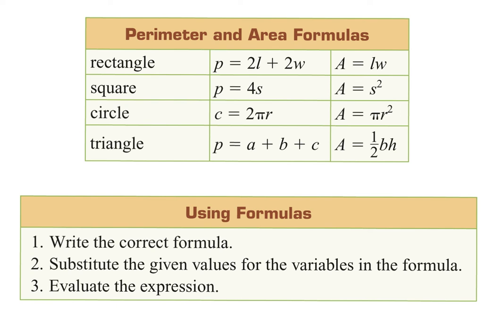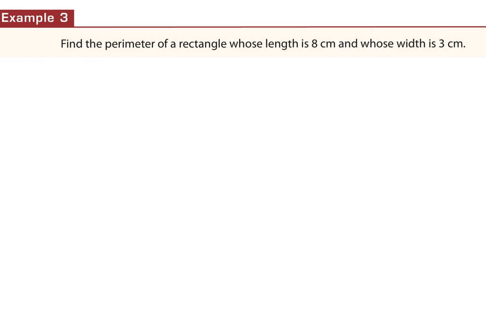All right. So using formulas, first and foremost, use the right one. If you use the wrong formula and plug your numbers in correctly, you started in the wrong place, right? So use the right formula, substitute the values they've given you, and then evaluate. That just means use order of operations and solve. So let's look. This one, they were nice. They actually used the word perimeter. Find the perimeter of a rectangle whose length is 8 centimeters and whose width is 3 centimeters.